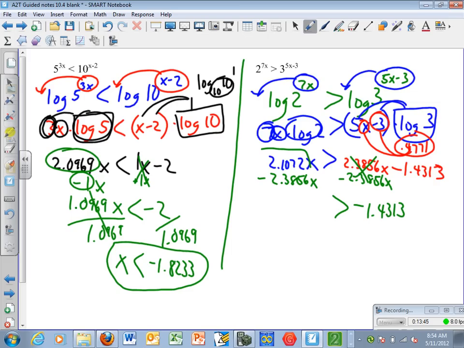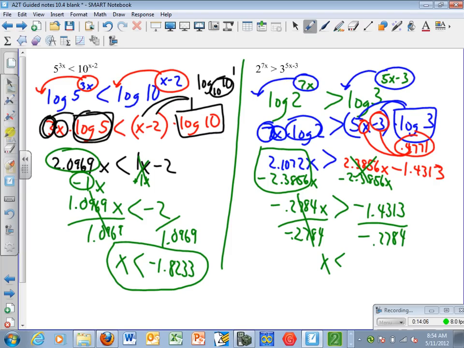I have this in my notes, but if you do that on your calculator, that minus that, it's going to be negative 0.2784x. Now we have to divide by negative 0.2784 to get rid of it. Notice, we divided by a negative, so we have to flip the sign. If you do that division, we should get about 5.1412, dividing those two negatives. So x is less than approximately 5.1412.